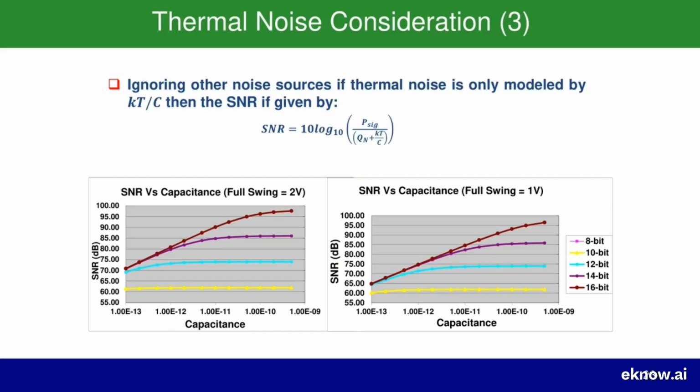You can see the 12-bit ADC plateaus around 74 dB, and the 14-bit one levels off around 86 dB. Pushing for even larger capacitors beyond this point gives you diminishing returns.